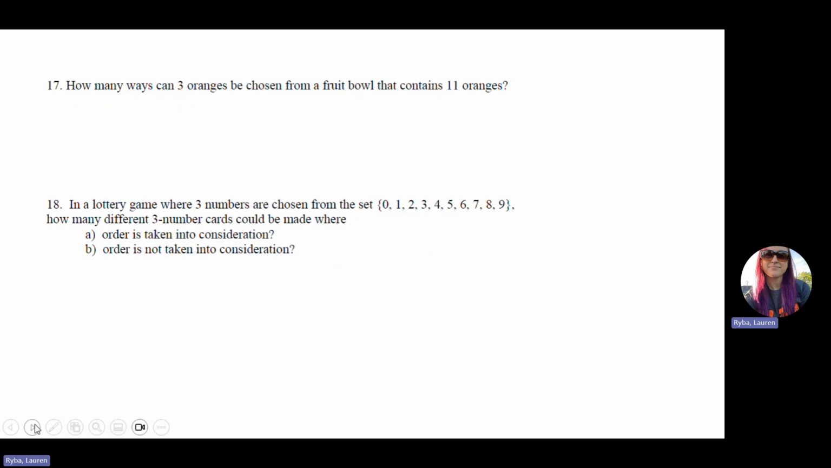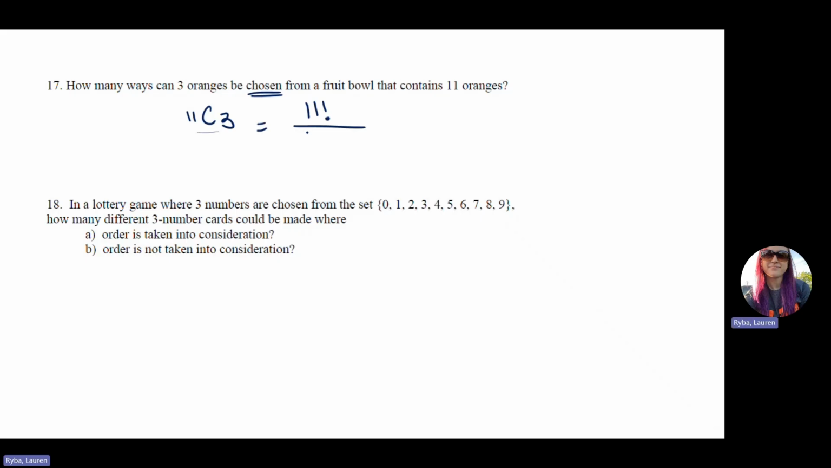Okay, how many ways can 3 oranges be chosen from a fruit bowl that contains 11 oranges? Again, keyword is chosen, so I'm doing a combination. I have 11, and I want to choose 3 of them. All right, so recap the formula if you came in a little bit late. That is total factorial.